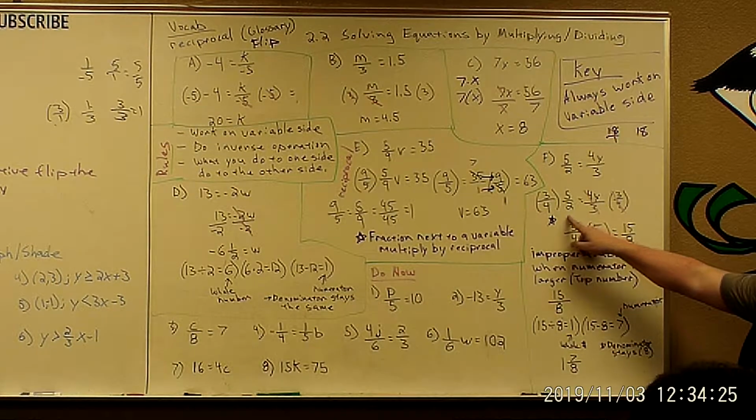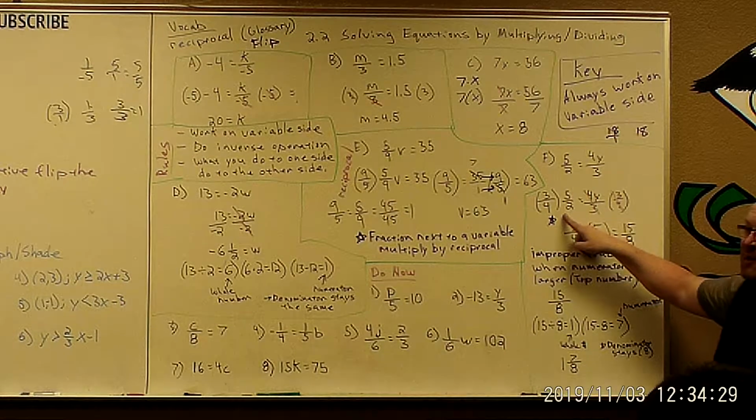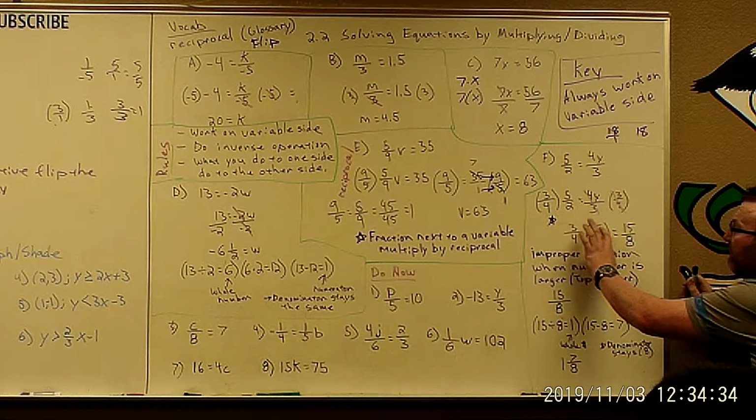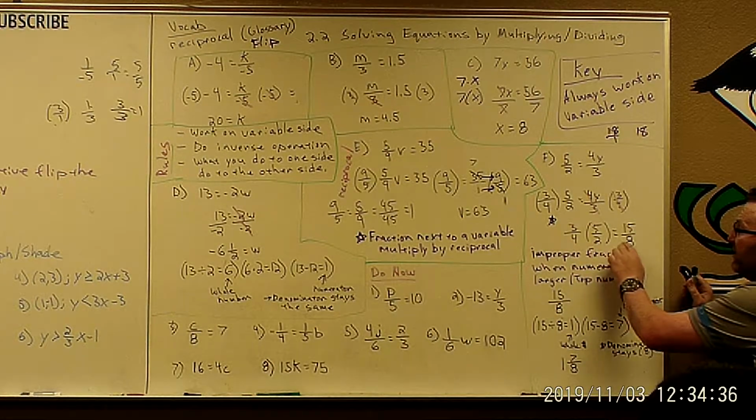Now I have a question. Can I reduce that? No. I can't. None of those numbers go into each other. So then from there, I'm going to multiply the top by the top. 5 times 3 is 15, and 4 times 2 is 8.